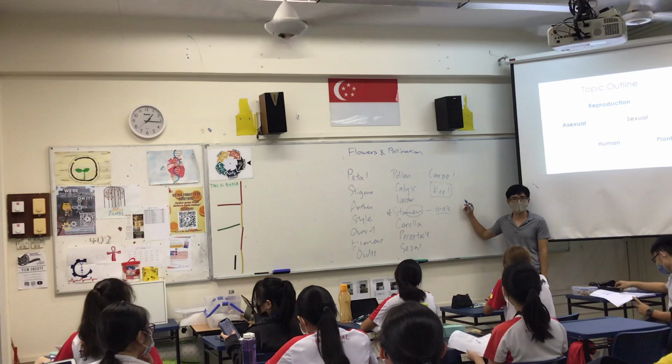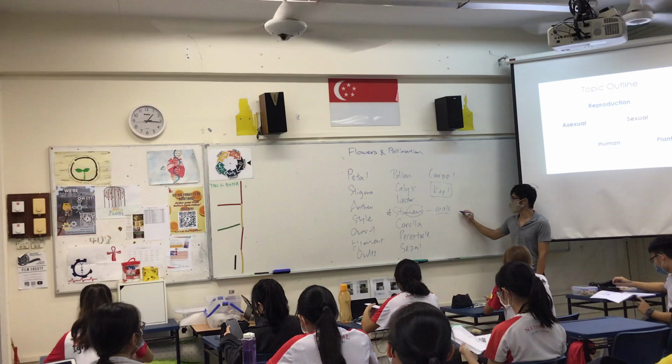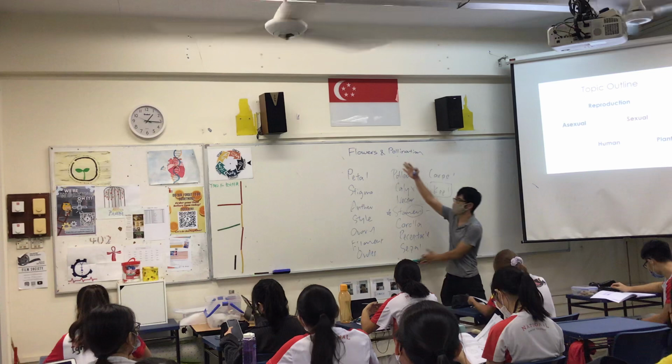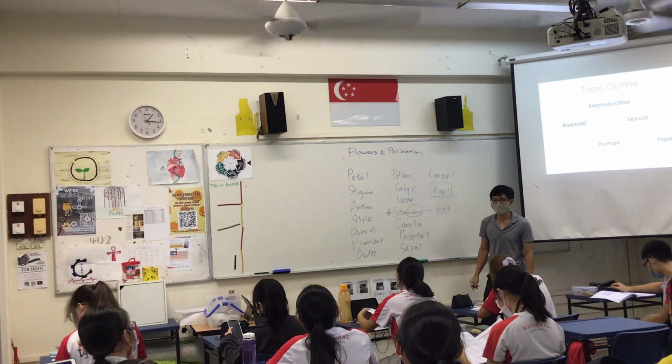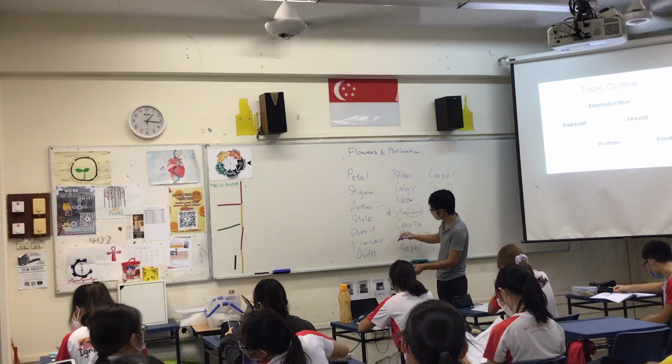I'm quite sure the name did not imply that, but it helps me remember. Stamen, the male reproductive organ. Which parts make up the stamen? Filament and anther. So we have some relationships here. We have the anther with the filament, which make up the stamen.